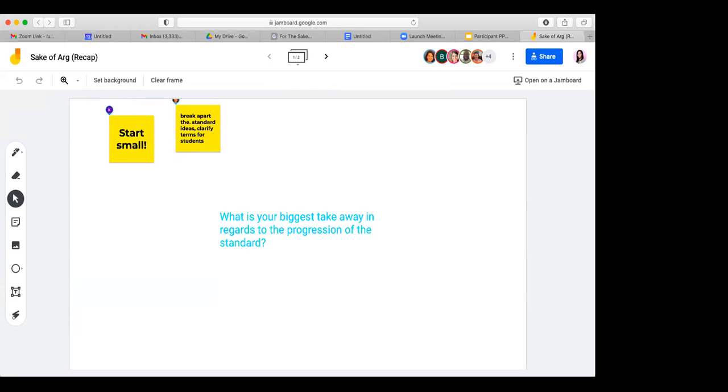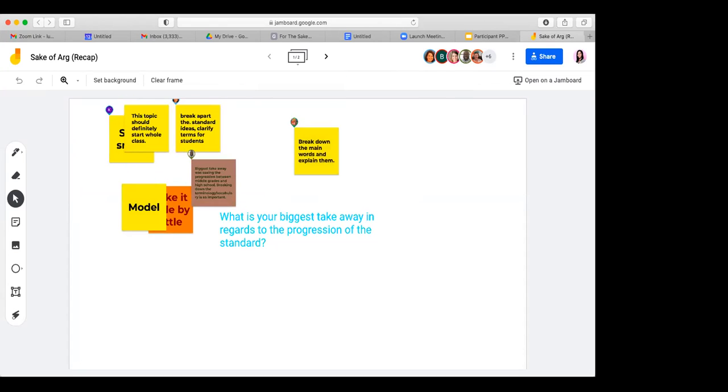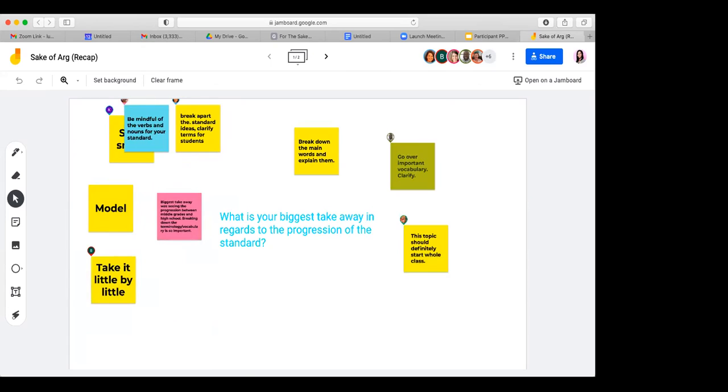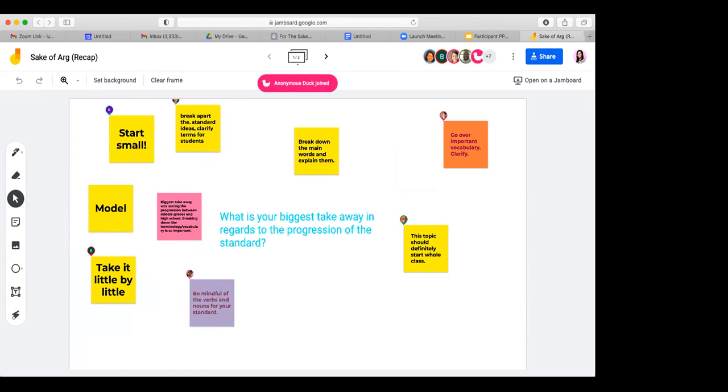I like that: start small. It's really important to break this down, and we've got to break apart the standards and then clarify the terms. That's really important. Take it little by little. Yes, absolutely. Very important things here. Model. Oh, yeah. Definitely start whole class. Yes, I love that point, and I think it's good for us to make sure we're going back over that with the whole class. Don't just give the students an article and say do it. We really got to clarify those things.